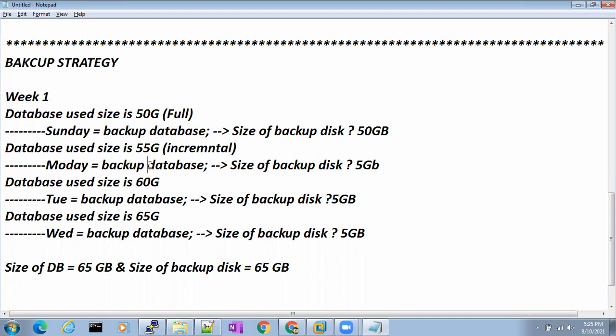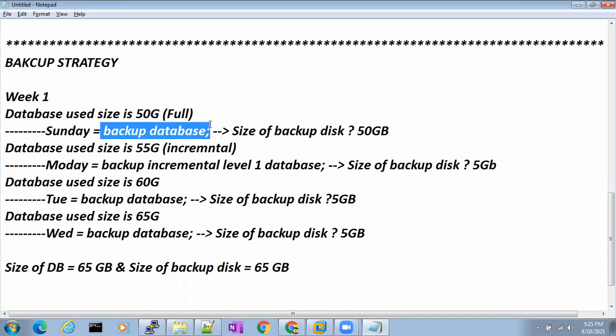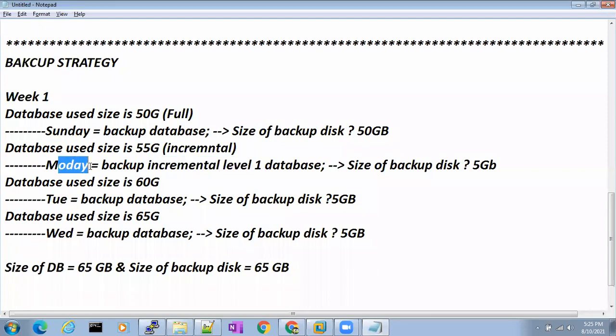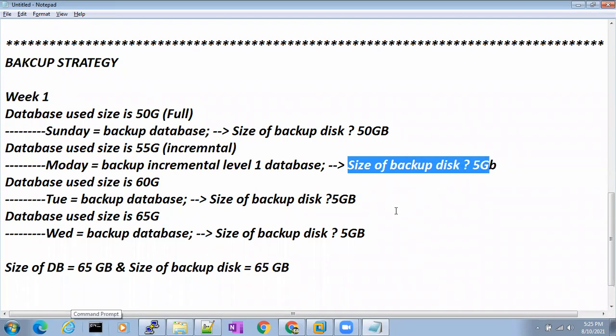What is the command to take incremental backup then? The command to take full database backup is backup database. The command to take incremental backup is backup incremental level 1 database. Monday I will not use backup database again. Monday I will use this command, backup incremental level 1 database. This command will take only the changes happened from Sunday to Monday, so the backup size will be 5 GB only.